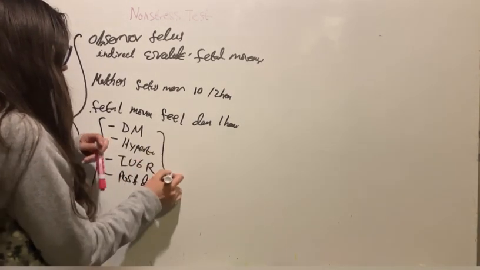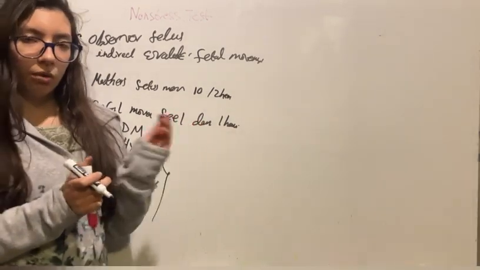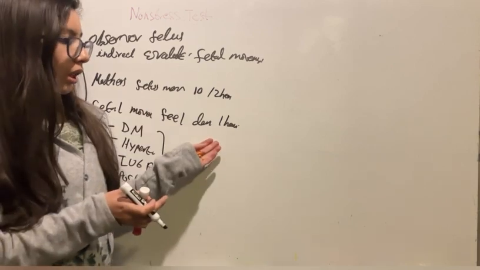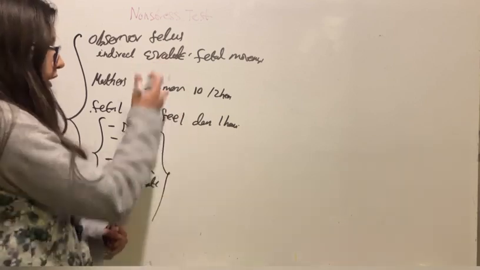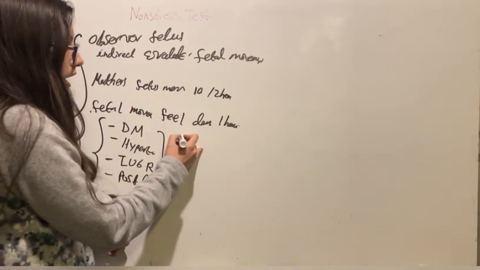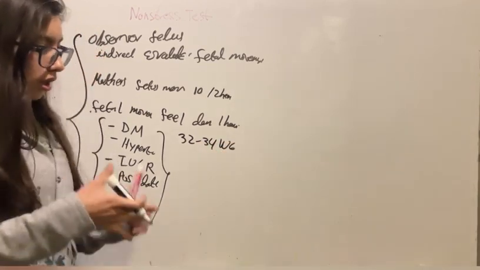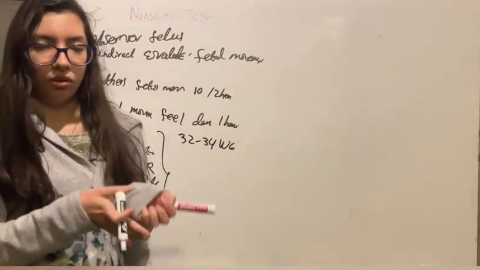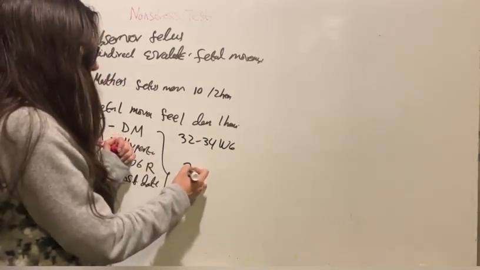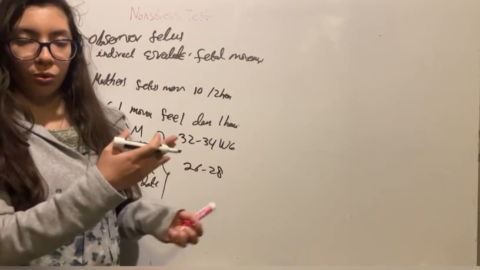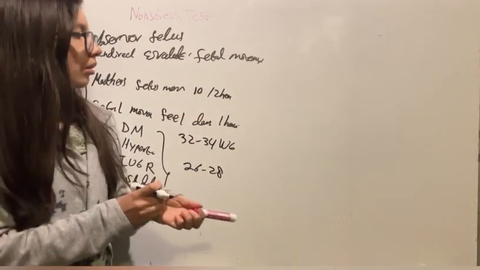These are the most common indications to do a non-stress test, but basically every patient that has risk factors for fetal demise, we are going to do a non-stress test starting at 32 to 34 weeks gestation. Unless it's a patient that has a lot of risk factors for fetal demise, then we will start between 26 to 28 weeks gestation.